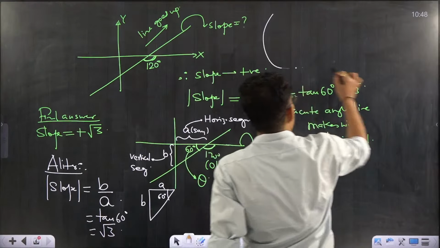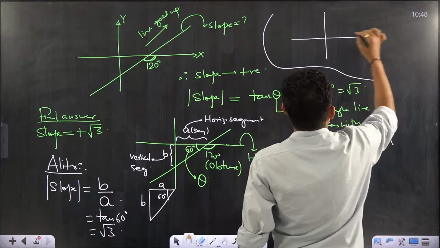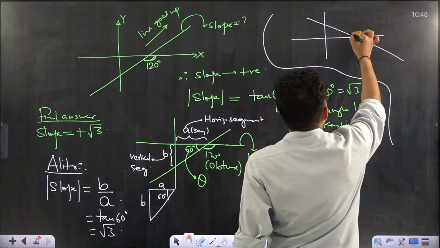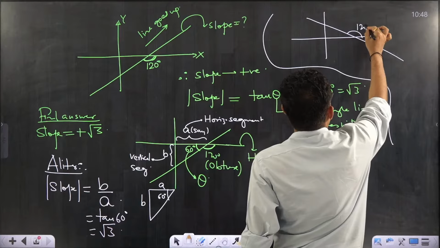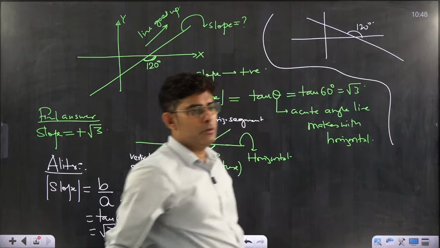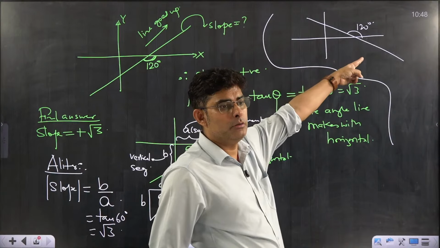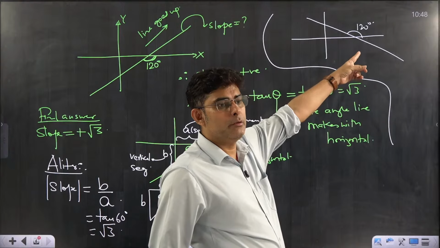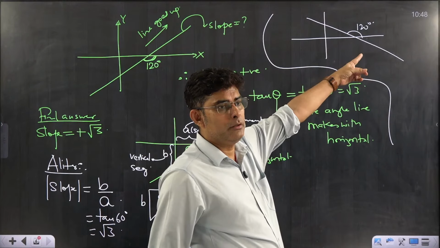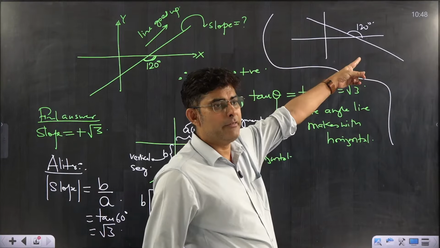I am avoiding this confusion which you are having. Tell me, if the angle I am given is like this, say 120 degree, and I ask its slope, what will you write? I have given 120 degree. Tell fast. Is it going up or coming down? You are having this confusion. This line is going up or coming down?